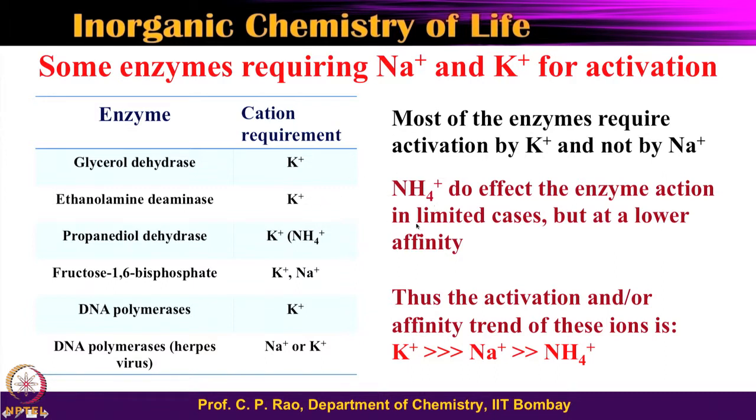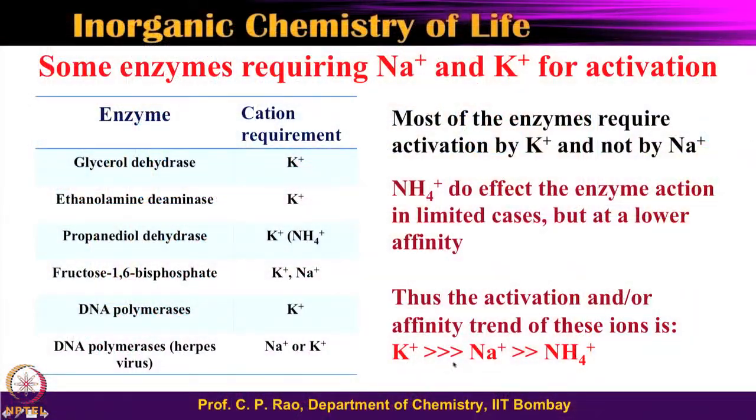And if you take ammonium ion, it does affect enzyme action in very limited cases, but the affinity is very, very low. So, you can simply forget the ammonium ion role. Look at only potassium and sodium ion roles. Now, the activation of the proteins or the affinity of binding of potassium and sodium, either way you can explain. You can talk about their binding affinity, or their activation levels of the enzymes. Either way, the trend is potassium is far superior to sodium, which is superior to ammonium.